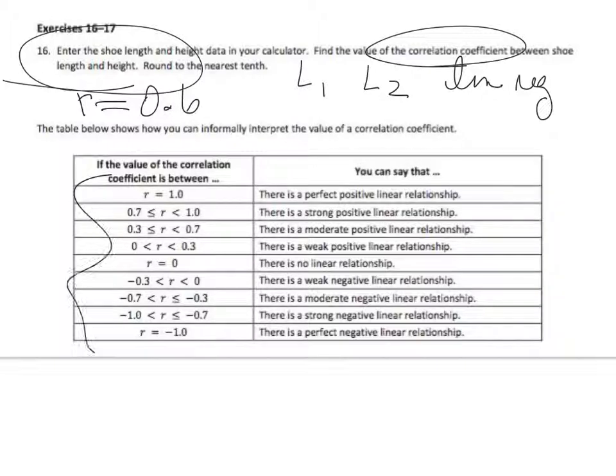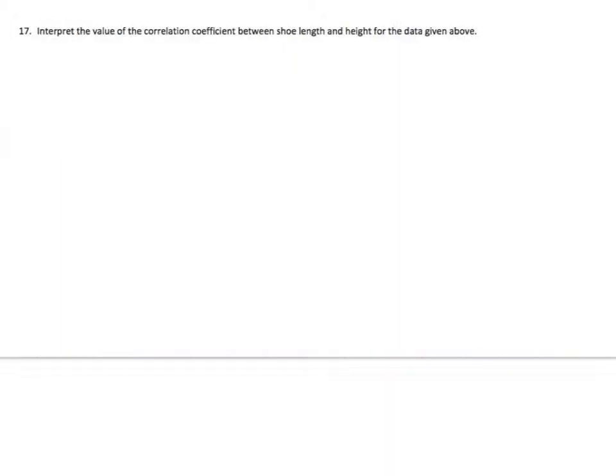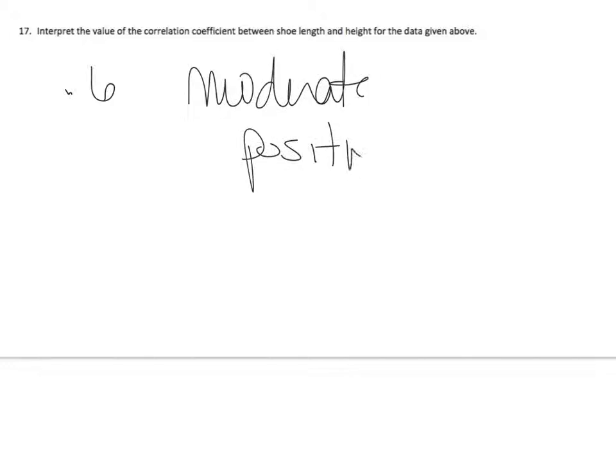Okay, here we have a great table of if the correlation coefficient is there, what is it, good data or not. 0.6 falls in right there, so there's a moderate positive linear relationship for 0.6, which is the question right here. Interpret the value of the correlation coefficient between the shoe length and the data. That was the moderate positive relationship.